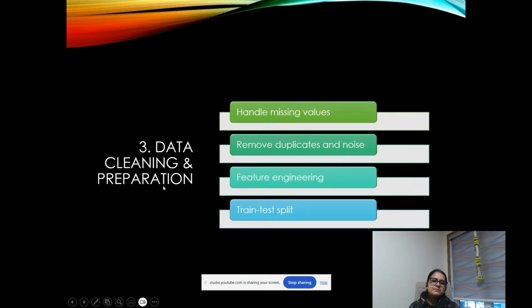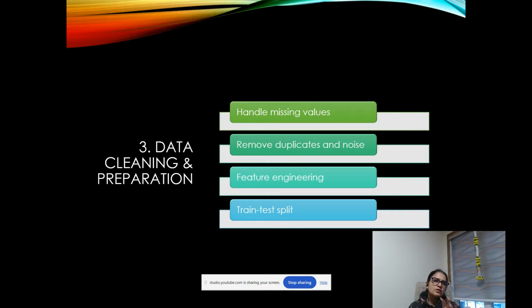So the third step is data cleaning and preparation. Handle missing values, most important. So what is a missing value? If we connect it with your example, house sale price: let's say you have 100 records, and out of those 100 records, 3 or 4 are missing. It is not showing the number of rooms, it is not showing the area. That is called a missing value. So you need to handle them.